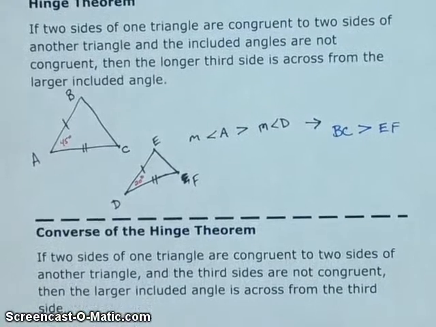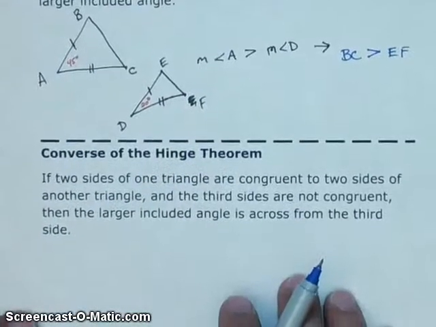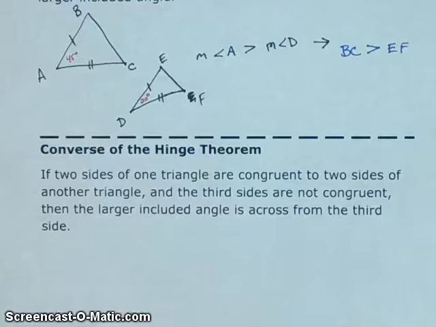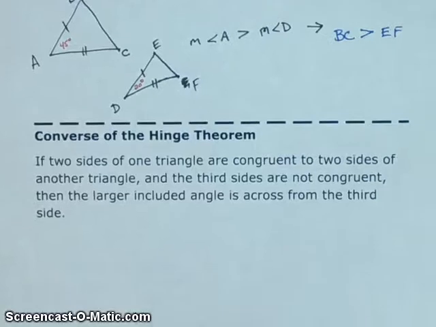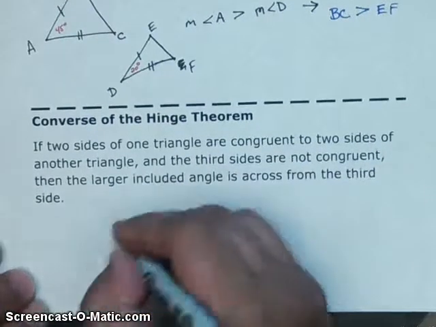Alright, now we're going to look at the converse of that. So we're going to go backwards. If two sides of one triangle are congruent to two sides of another triangle, and the third sides are not congruent, then the larger included angle is across from the third side. So same idea.